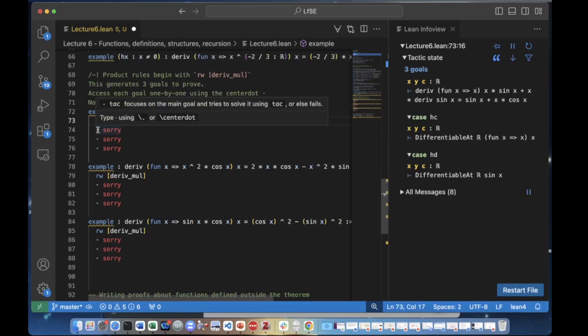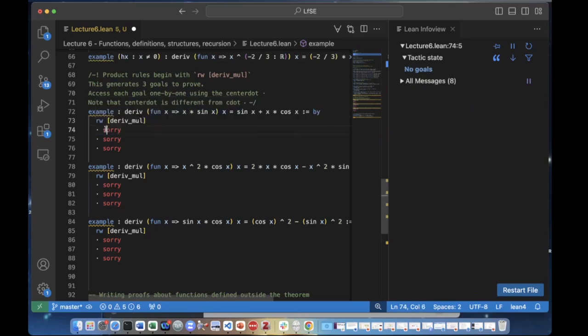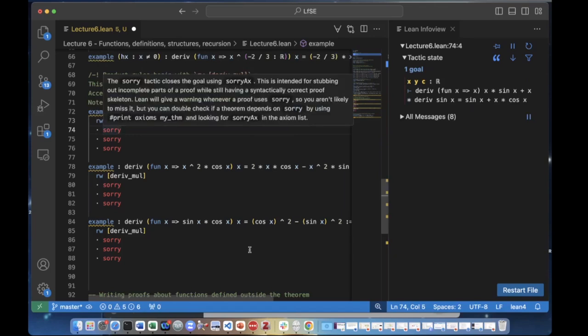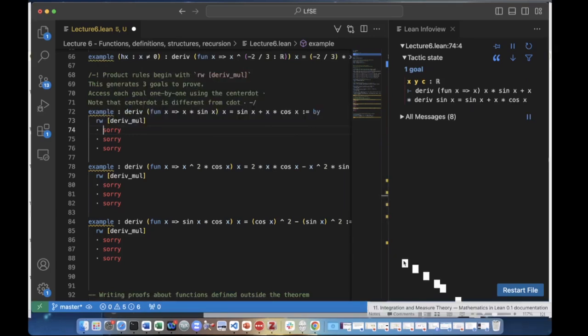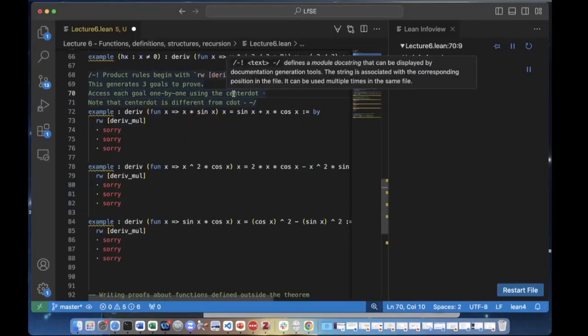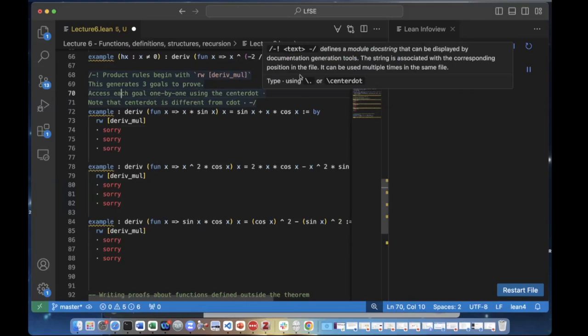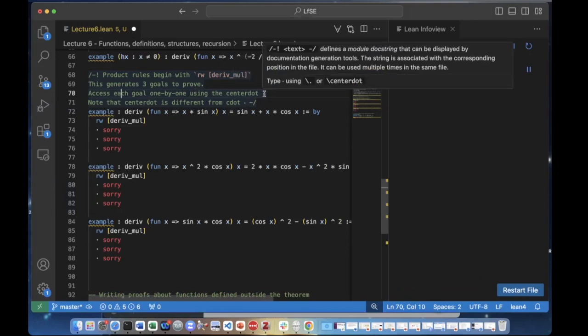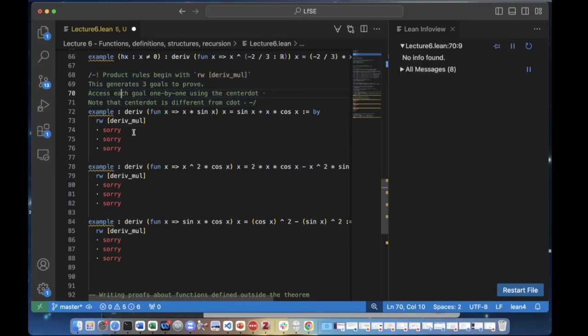dot. You can see center dot is going to be a tactic that focuses the main goal. It focuses on one of these goals at a time. So after this happens, you can see now I only have 1 goal. After invoking this, we're going to deal with this goal first. This is my point. We have the center dot character. You can access this with a slash dot or slash center dot. Notice that this is different from C dot. C dot is technically a different thing. Watch out for the typos around that. Okay.